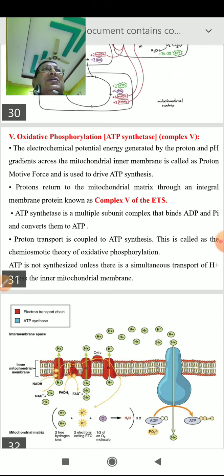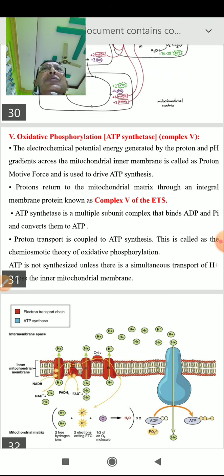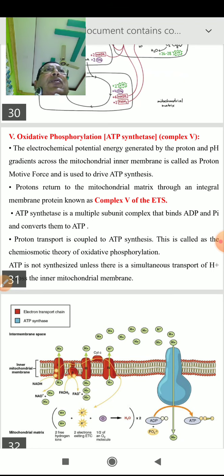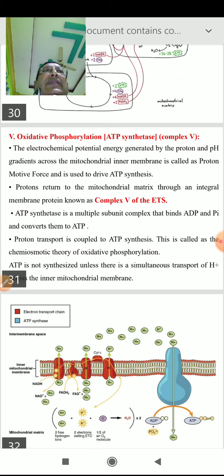In oxidative phosphorylation, or the ATP synthase, the electrochemical potential energy generated by the proton and the pH gradient across the mitochondrial inner membrane is called the proton motive force and is used to drive ATP synthesis. First point: the protons return to the mitochondrial matrix through an integral membrane protein known as complex 5 of the ETS, electron transport system. ETC means electron transport chain and ETS means electron transport system. The electron transport system consists of all 4 ETC complexes plus complex 5.